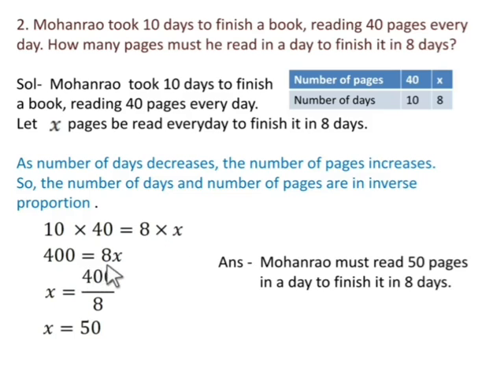Now here 8 is in multiplication, on the other side it will come in division. So you will get here X is equal to 400 upon 8. Divide 400 by 8, you will get 50. That is, he should read 50 pages daily to finish the book in 8 days.